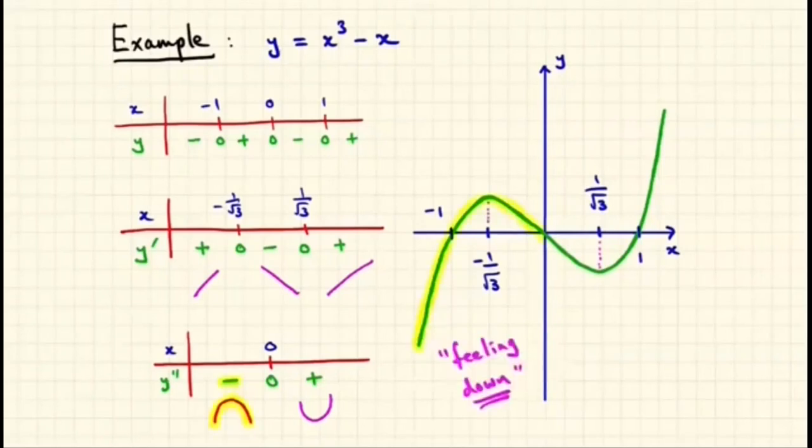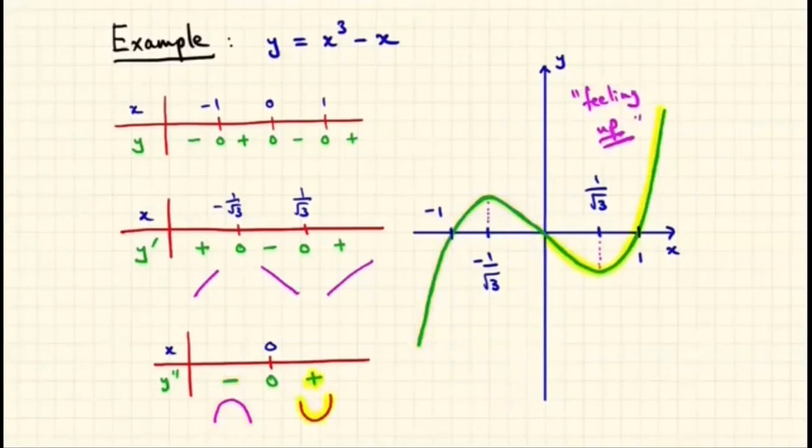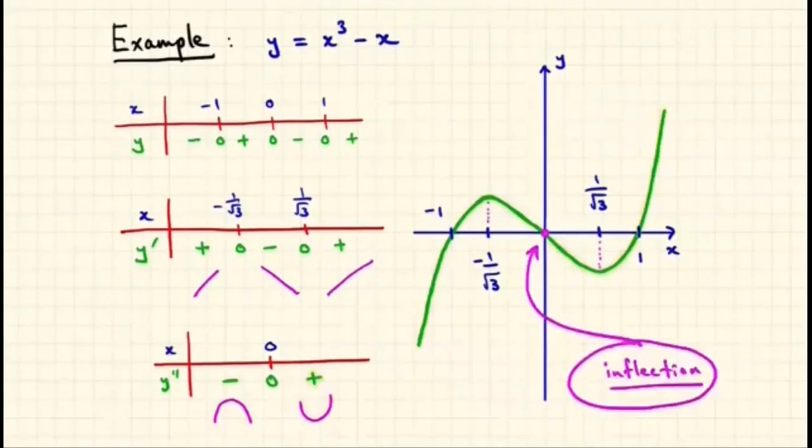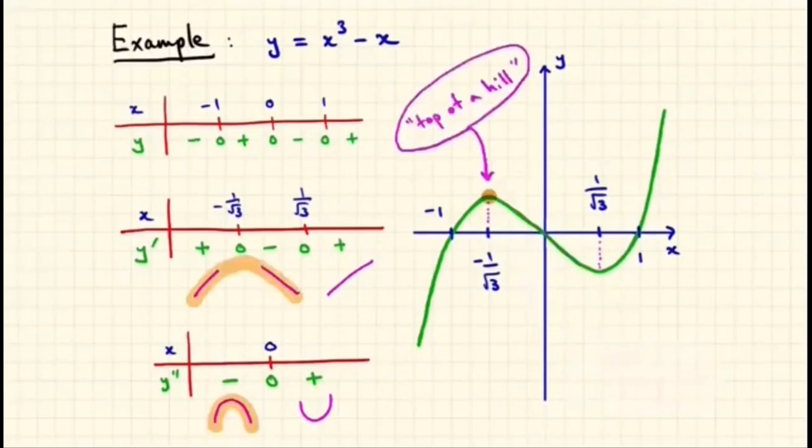The point where the curve changes from sad to happy is called an inflection. The tangent line actually passes through the curve at a point of inflection. It's worth noticing, and relates to something we call the second derivative test that we'll talk about later on, that the point of the curve for x equals -1 over root 3 that looks like the top of a hill correlates with the imagery suggested by the sine diagrams for both the first and second derivatives. Similarly, for the point where x equals 1 over root 3, that looks like the bottom of a valley.